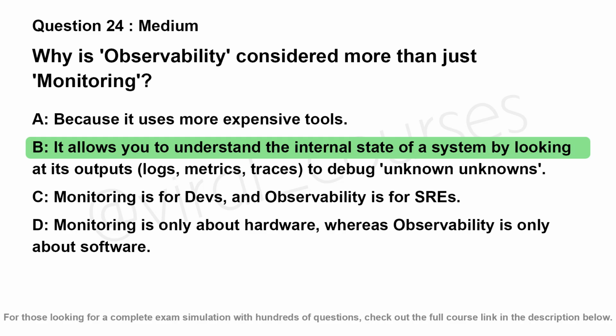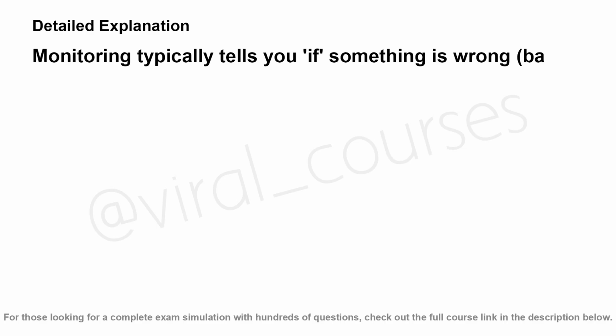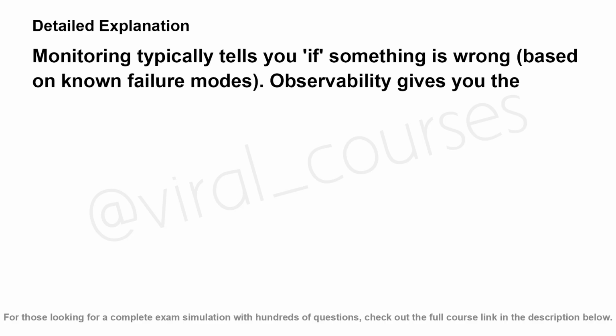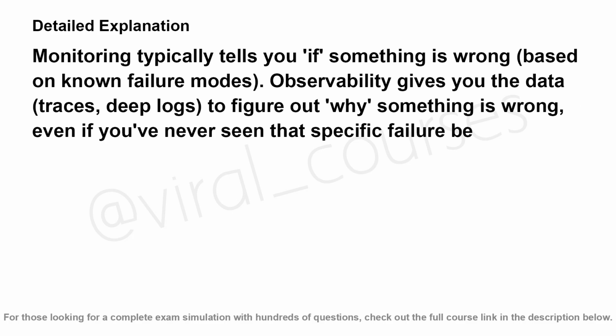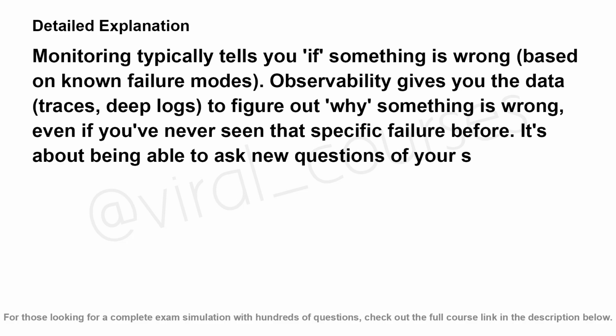The correct answer is B. Monitoring typically tells you if something is wrong, based on known failure modes. Observability gives you the data, traces, and deep logs to figure out why something is wrong. Even if you've never seen that specific failure before, it's about being able to ask new questions of your system without redeploying.